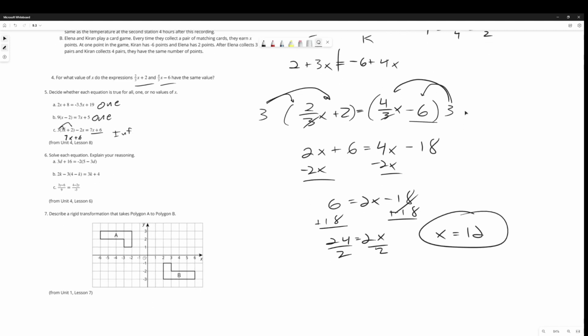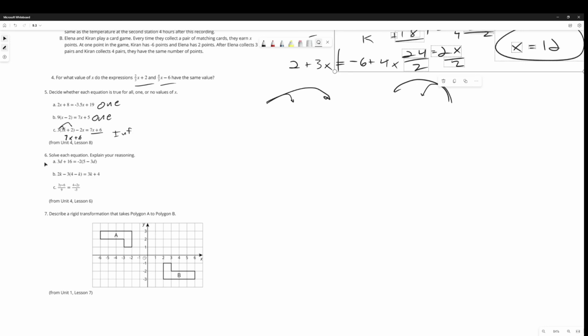All right, number 6. I'm going to clean this up a little bit. Let me move some of this work. All right, here we go. Number 6, solve each equation. So I have 3d plus 16 equals negative 2 times the quantity 5 minus 3d.